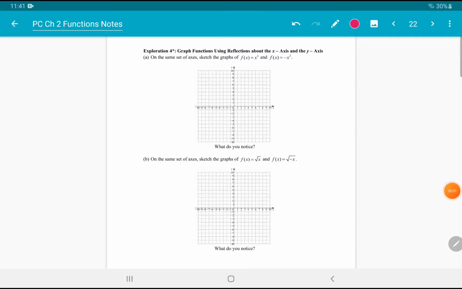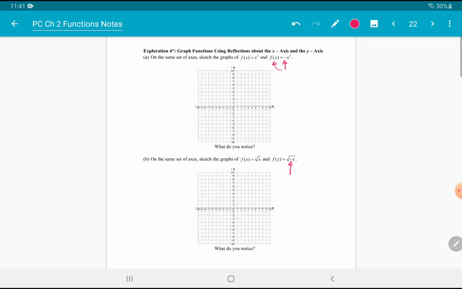Our next transformation is the reflection. As you can see in exploration 4, there's just a very subtle difference between the different ways that you can change the reflections. In our first example, you'll see that the negative sign is outside the parent function of x squared, and that's directly affecting the y values. Versus in the next example, you'll see that the negative sign is actually contained within the x itself. It directly affects the x value.